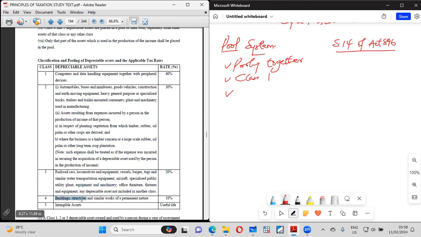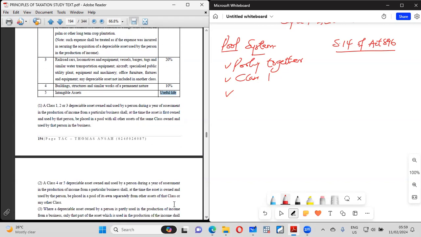Class 4 also talks about buildings and structures of similar permanent nature, which is 10%. Then we have intangible assets, for which you use the useful life. That is if that intangible asset has a finite useful life. So basically that is that. Now, what you should understand is that you put them in their respective classes. Then you work the depreciable allowances for them.